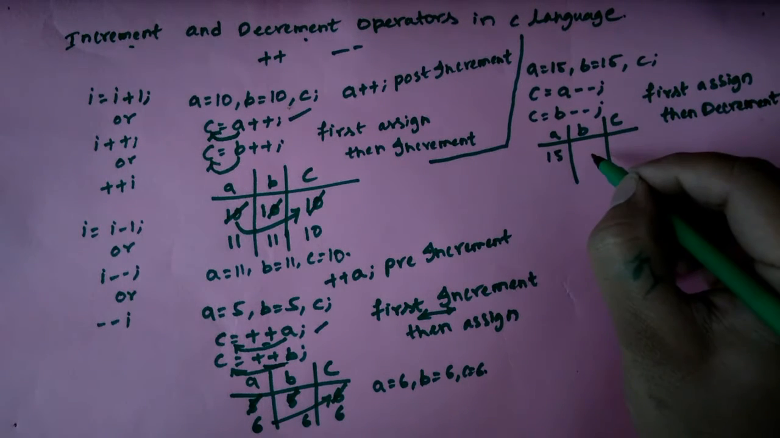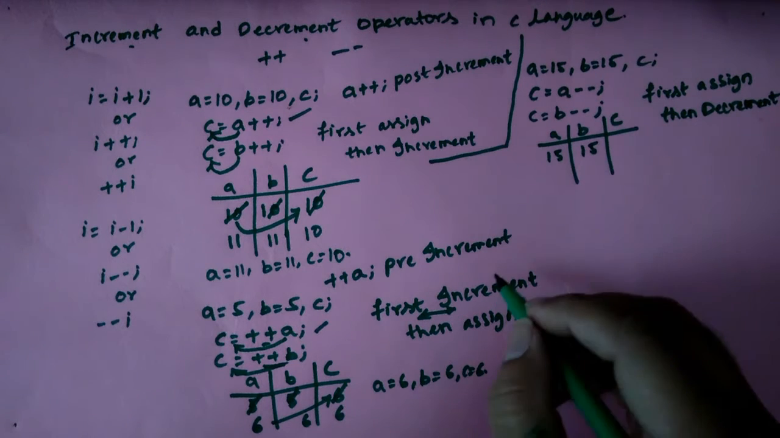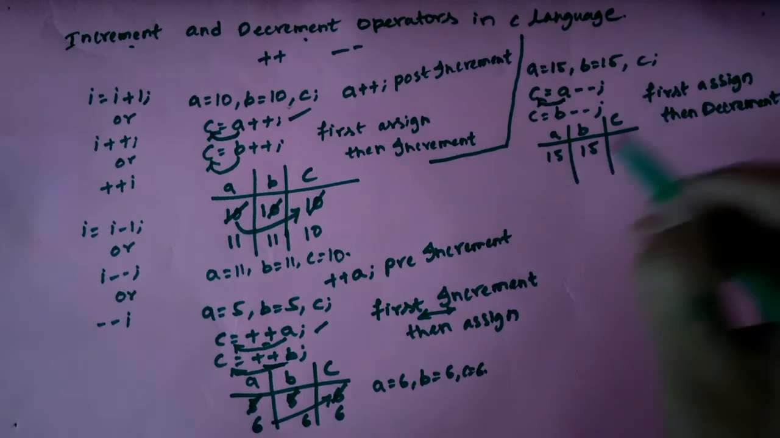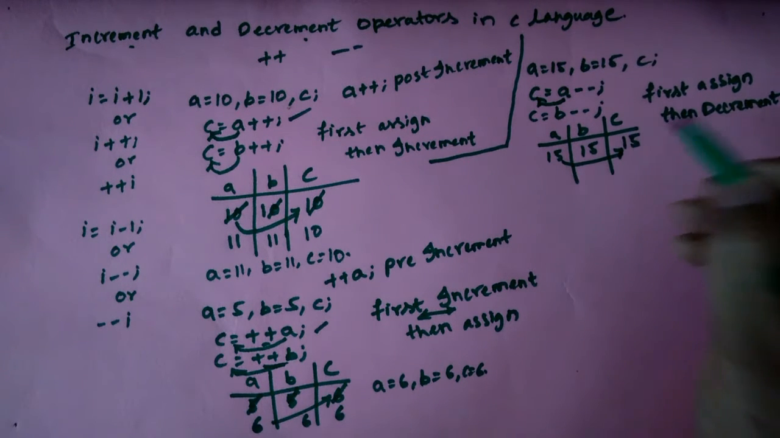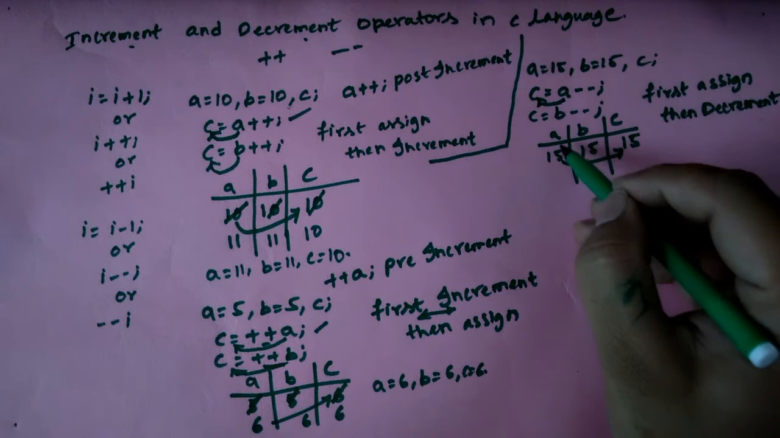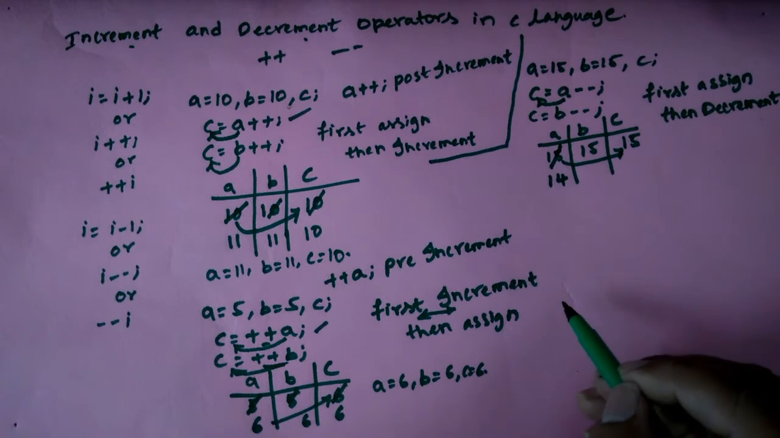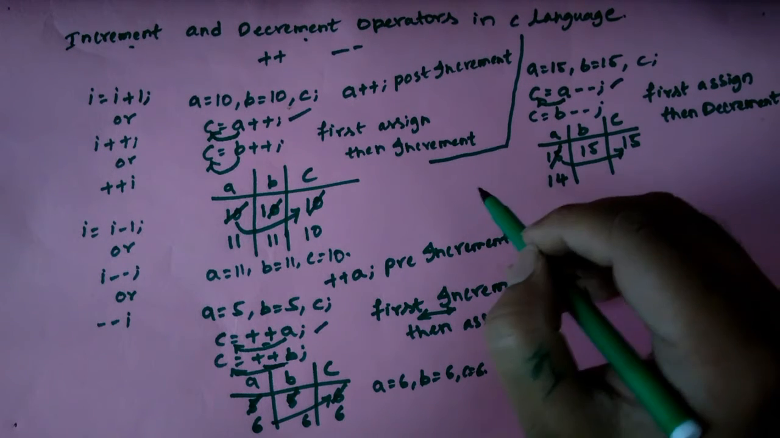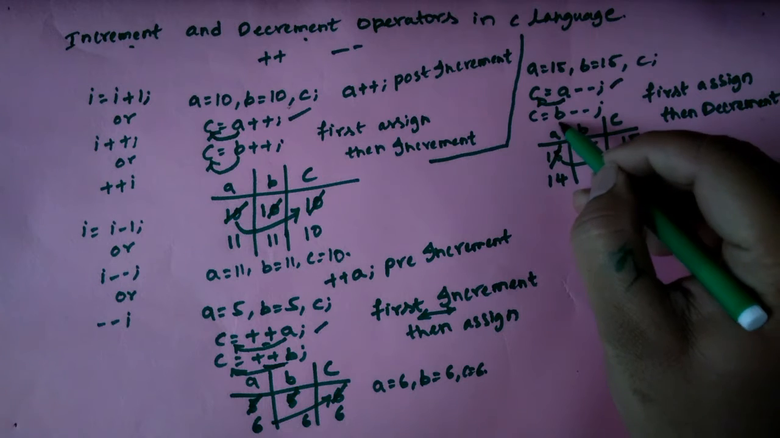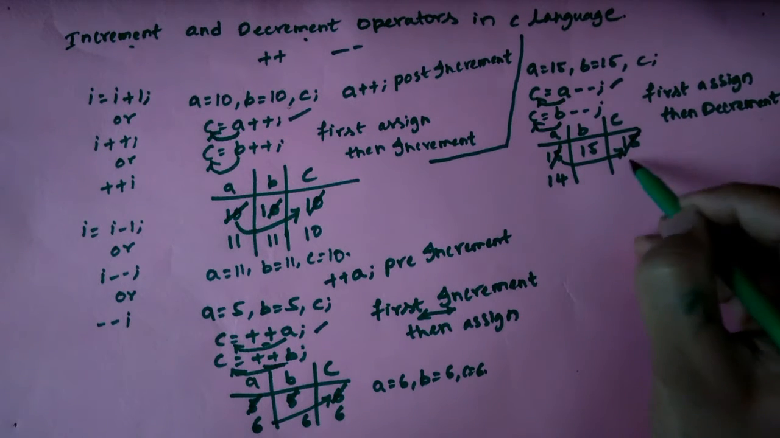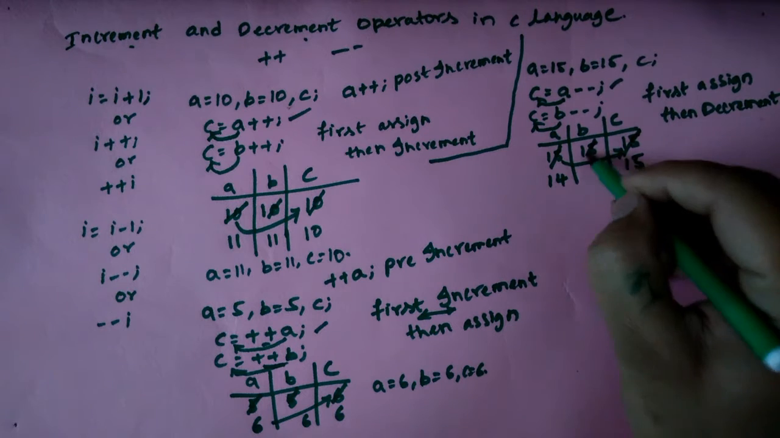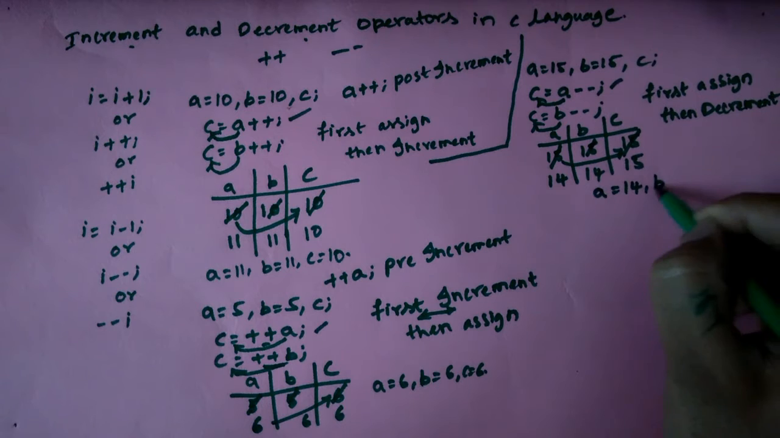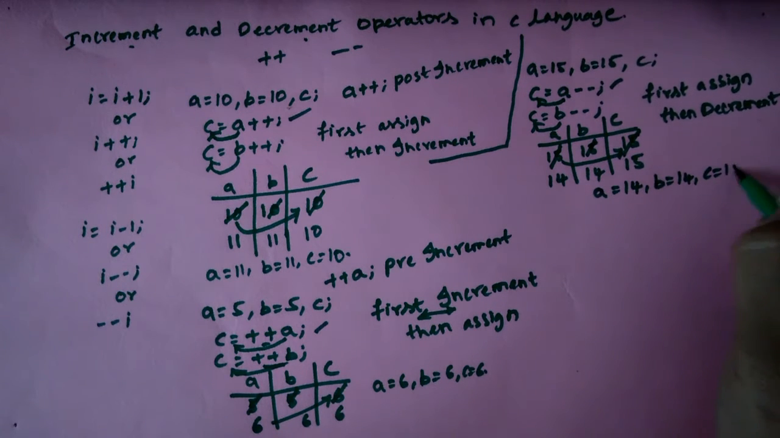A is 15, B is 15. Now let's do this. First assign A value to C. Now C value has become 15. Decrement A value. 15 will become 14. Now this operation has been completed. We'll work out the second statement. Assign B value to C. What is B value? 15. Then decrement B value. It will become 14. So final values of A, B, C are A is equals to 14, B is equals to 14, C is equals to 15.